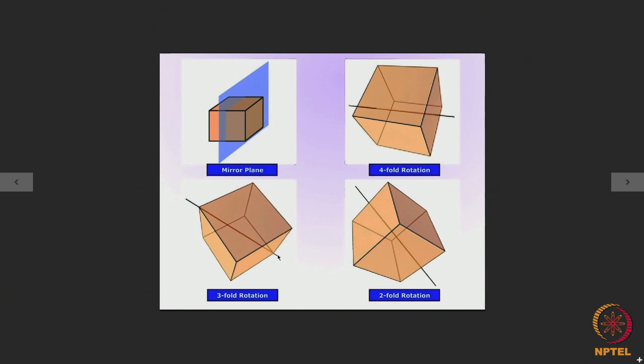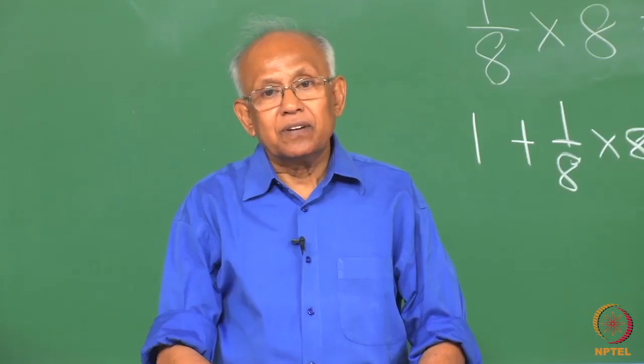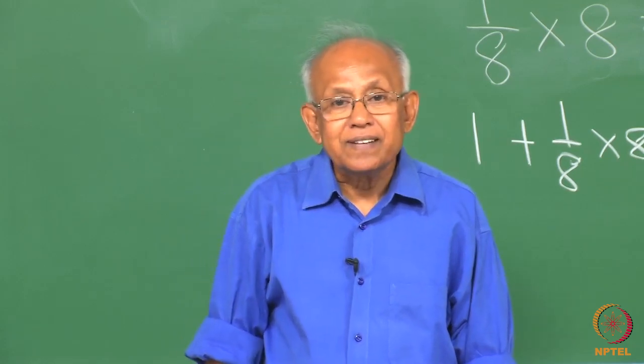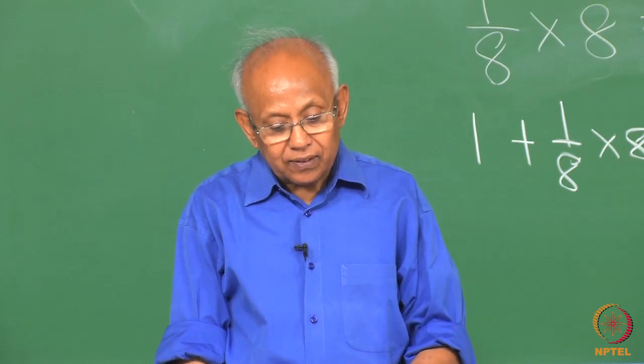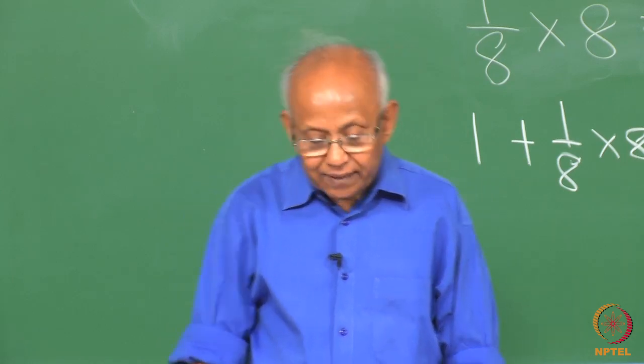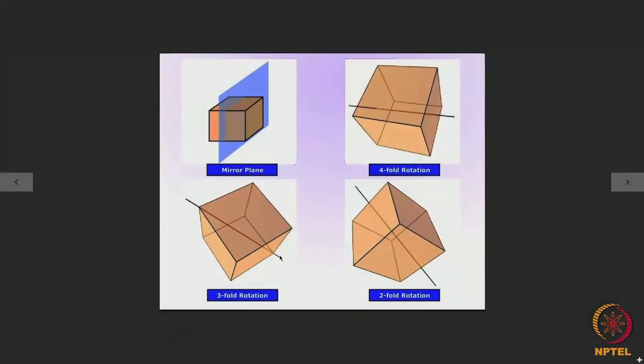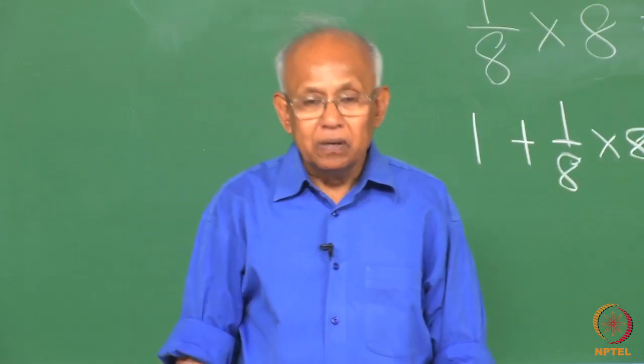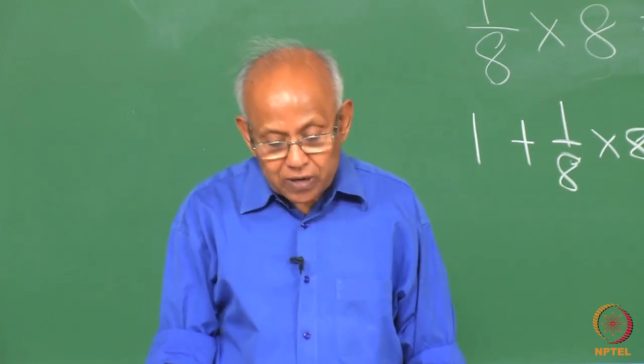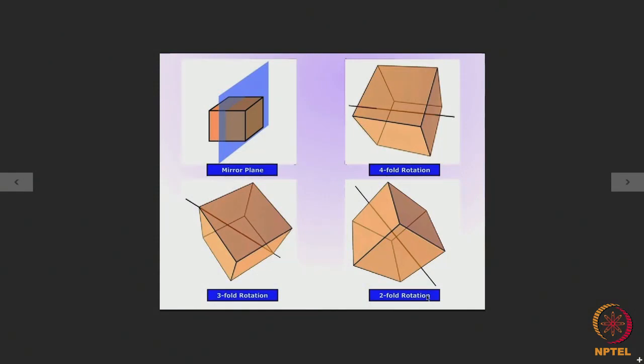Again, we can consider an axis passing through the opposite corners of the cubic unit cell, and if we rotate the unit cell around this axis by 360 degrees, then the unit cell occupies the same position in space three times. So, this axis is known as a threefold rotation axis. Similarly, if we consider an axis passing through the centers of the two opposite edges of a cubic unit cell, then if we rotate this unit cell around this axis by 360 degrees, we will find that the unit cell will occupy the same position in space two times. So, it is called a twofold rotation axis.